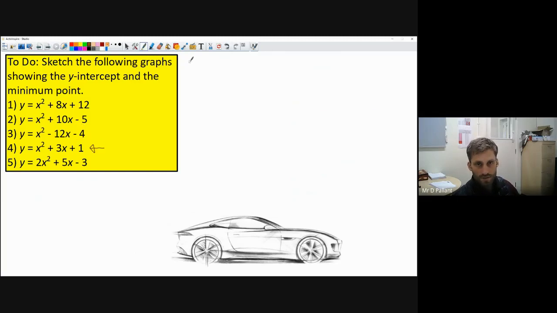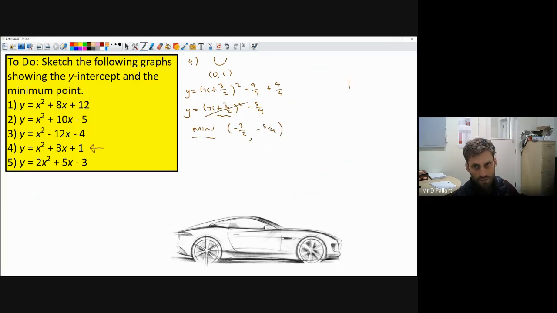Number 4. So this one, I've got the same shape. They're all a U shape. I've got the intercept of 0, 1, and then I can complete the square. A bit harder with a fraction. I've got -9/4, and then I've got +1. I'm going to write +4/4, easier to group together. So that'd be -5/4. The minimum point on that one is going to be, well, when the bracket is 0, x will be -3/2. When the bracket's gone, I'll be left with y is -5/4.